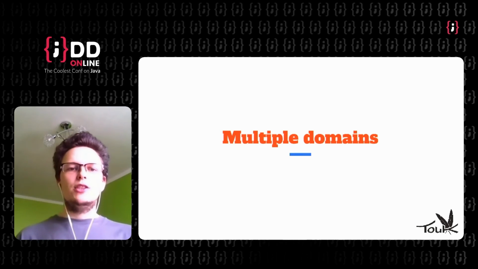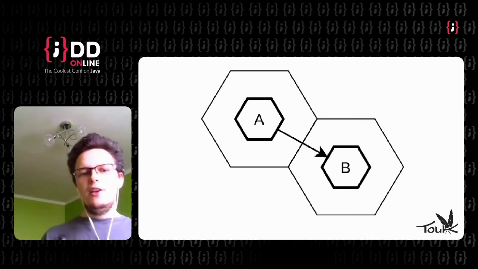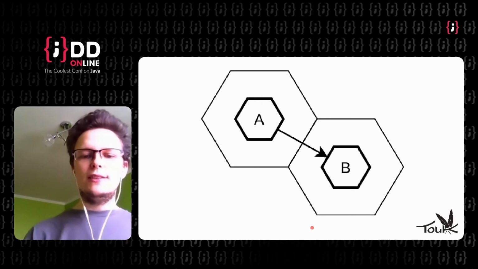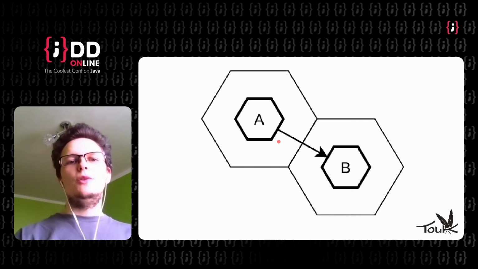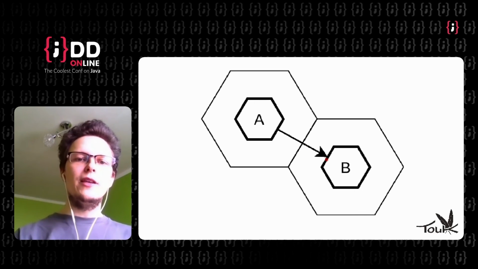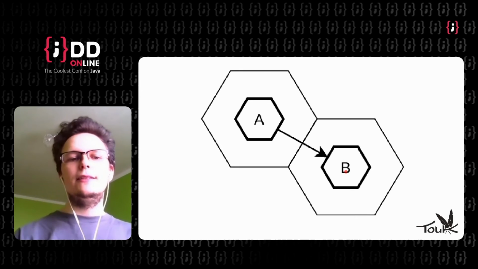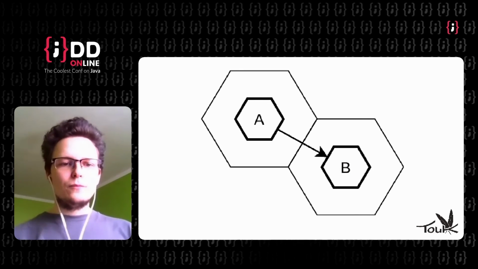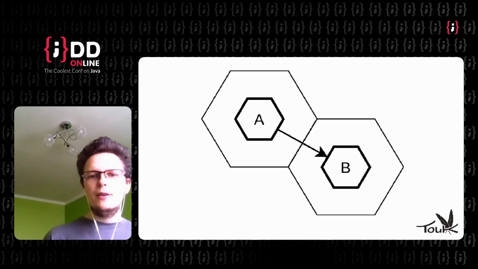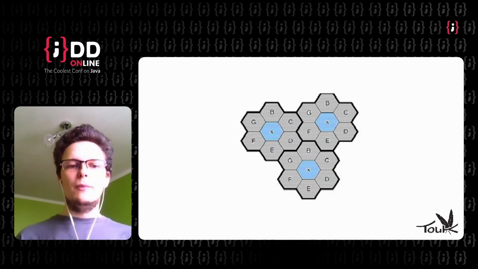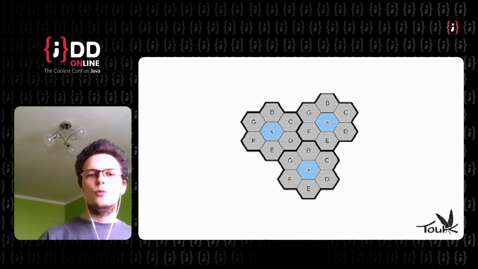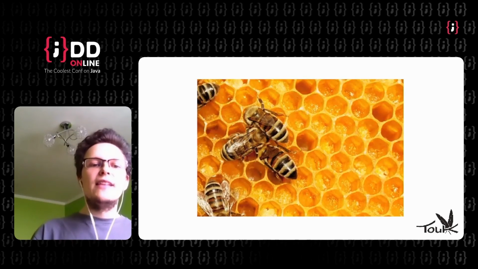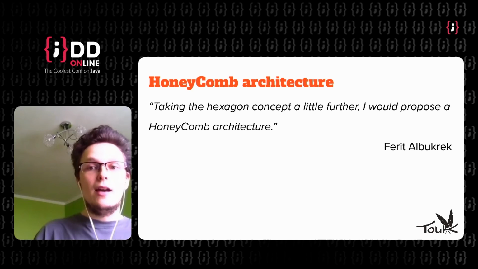Another topic that I want to mention is multiple domains. If you have domain A, which wants to call domain B, then domain A has to go through its secondary ports to the secondary adapters, then to the primary adapters of domain B and the primary ports of domain B, and hit domain B. It could be very, very big when you compare it to many microservices or many domains which want to talk with each other. In such a situation, it looks like a honeycomb, and it's even named after that, the honeycomb architecture.